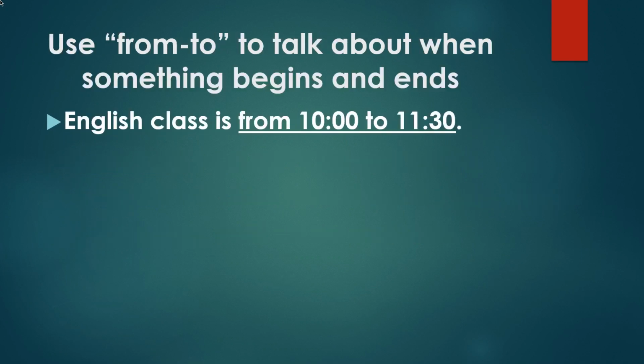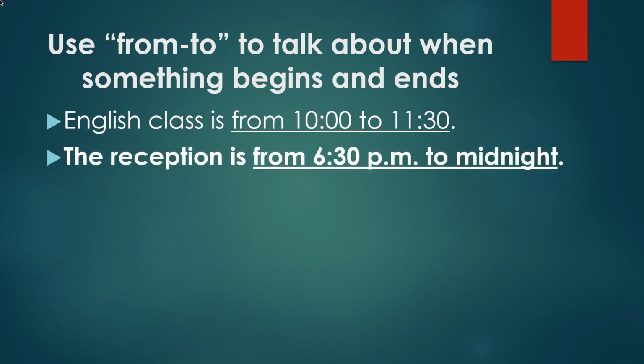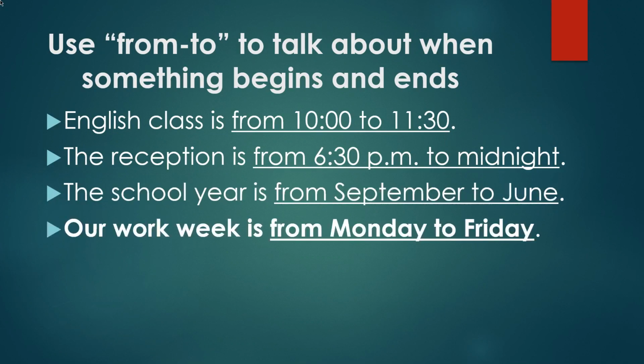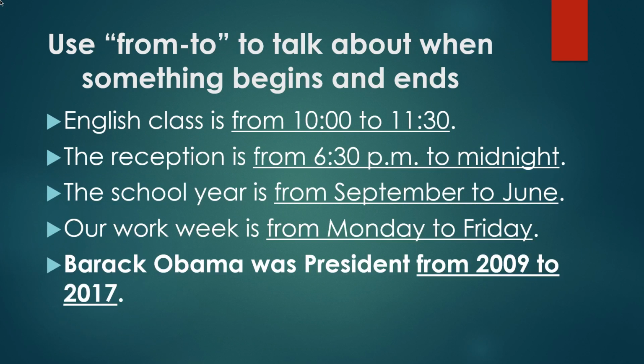Finally, we use from and to talk about when something begins and ends. For example, English class is from 10 o'clock to 11:30. The reception is from 6:30 p.m. to midnight. The school year is from September to June. Our work week is from Monday to Friday. Barack Obama was president from 2009 to 2017.